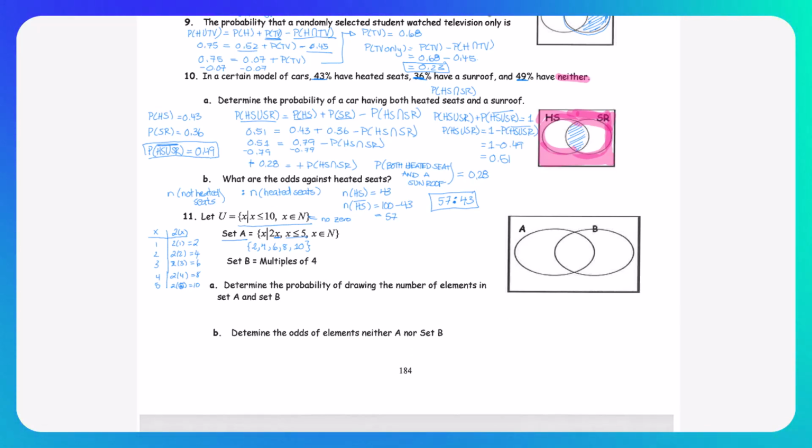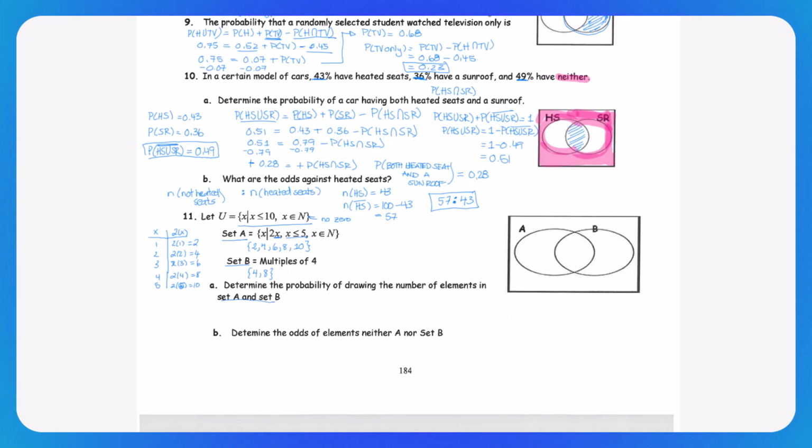Now the other one, the set B inside this universal, are those numbers that are multiples of 4. Well, the universal is those natural numbers 1 through 10, which is just 1, 2, 3, 4, 5, 6, 7, 8, 9, and 10. And there's only 2 numbers that are multiples of 4, and that is 4 and 8. So part A says determine the probability of drawing the number of elements in set A and set B.